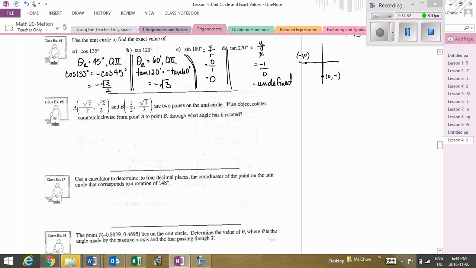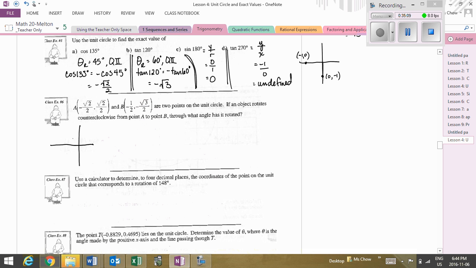If we look at class example number 6, I've got points A and B, 2 points on the unit circle. And so we can see with a quick sketch that A is -x, +y, so it's obviously in quadrant 2.